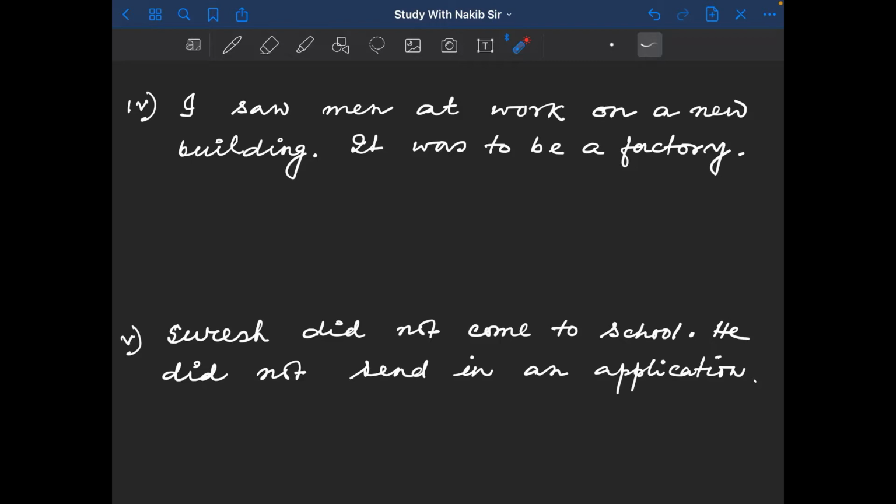And number 5. This year had 5 questions. Suresh did not come to school. He did not send in an application. Now pause the video, copy the questions in your copybook and do the works by yourself. When the works are done, resume the video and check your answer with my answers. Okay.